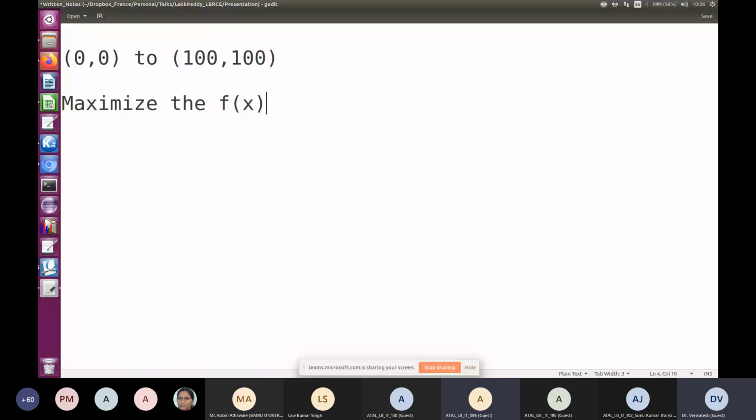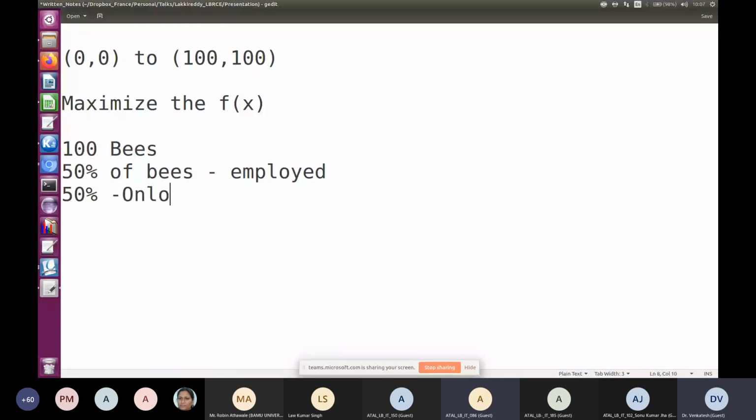Then what I will do in the beginning is take 100 bees. According to the algorithm, 50% of the bees should be employed bees, and 50% should be onlookers, right? In the beginning, this 50% of bees will be employed. So we will randomly initialize 50 solutions, meaning 50 possible solutions.